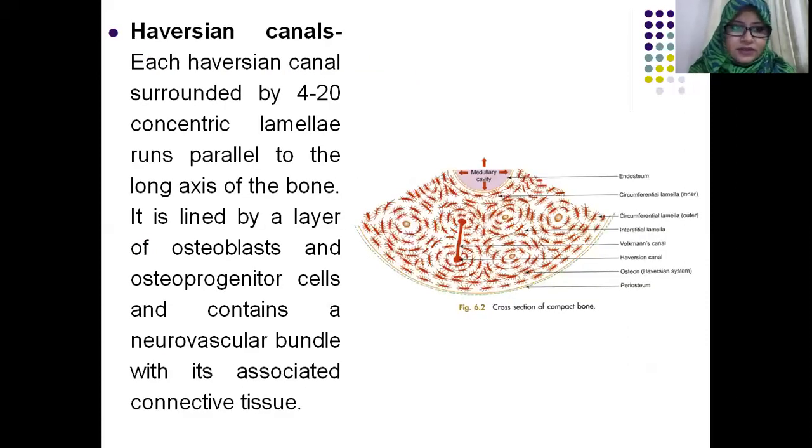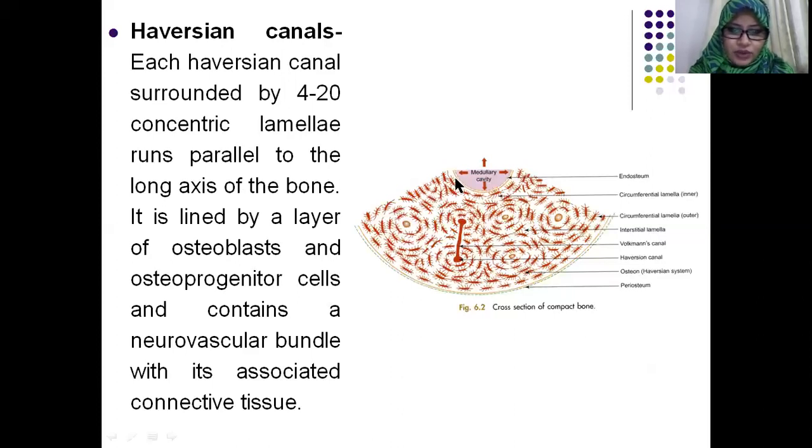Haversian canals. Each Haversian canal, surrounded by 4 to 20 concentric lamellae, runs parallel to the long axis of the bone. It is lined by a layer of osteoblasts and osteoprogenitor cells and contains a neurovascular bundle with its associated connective tissue.